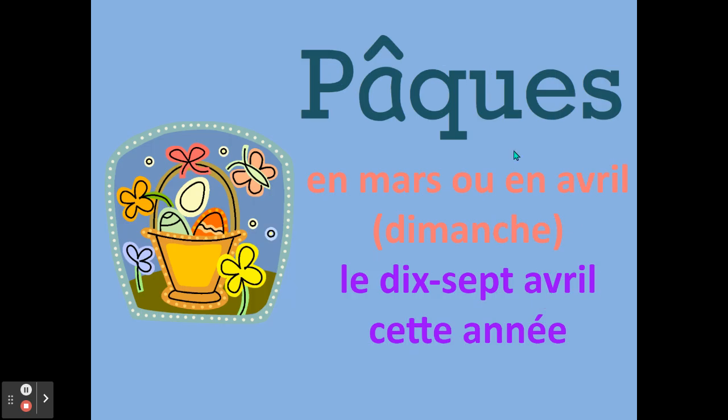Pâques, that means Easter. All right. So en mars ou en avril, always a dimanche. So it's either in March or April. It changes every single year. So in this year, 2022, it is le 17 avril. All right. Next year in 2023, it'll be a different date. So it's always on a Sunday, though, always on a dimanche.